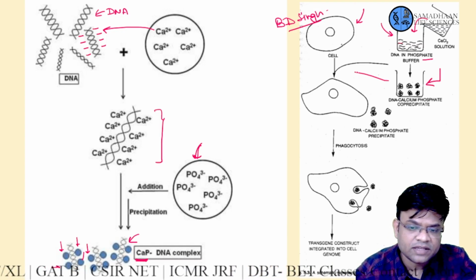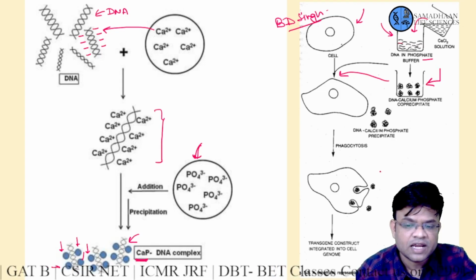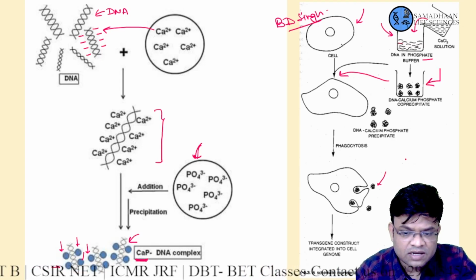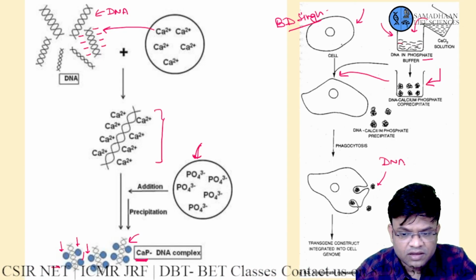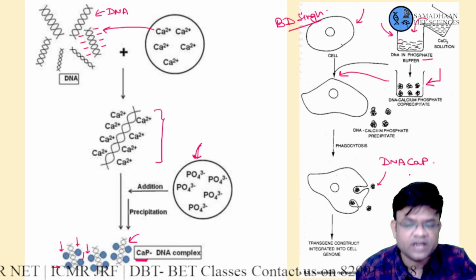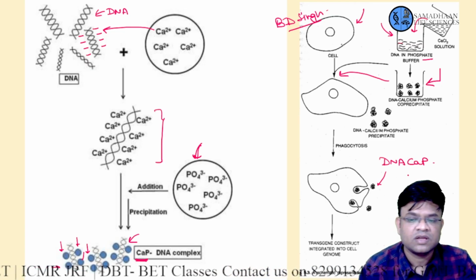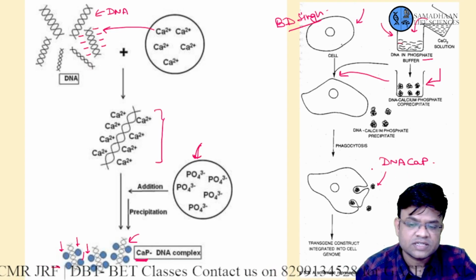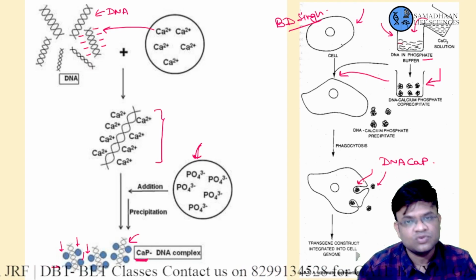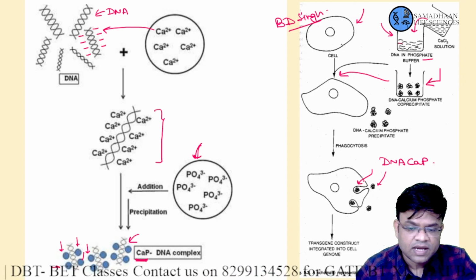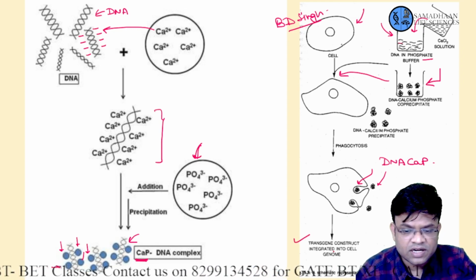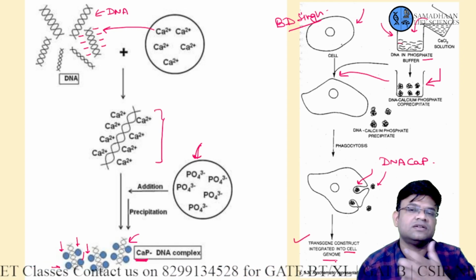Now you will be adding this entire thing to the cell, and now you can see that this is the DNA calcium phosphate precipitate, and now this is entering inside the cell through the process of phagocytosis, and then the transgene construct integrates inside the genome of the cell.